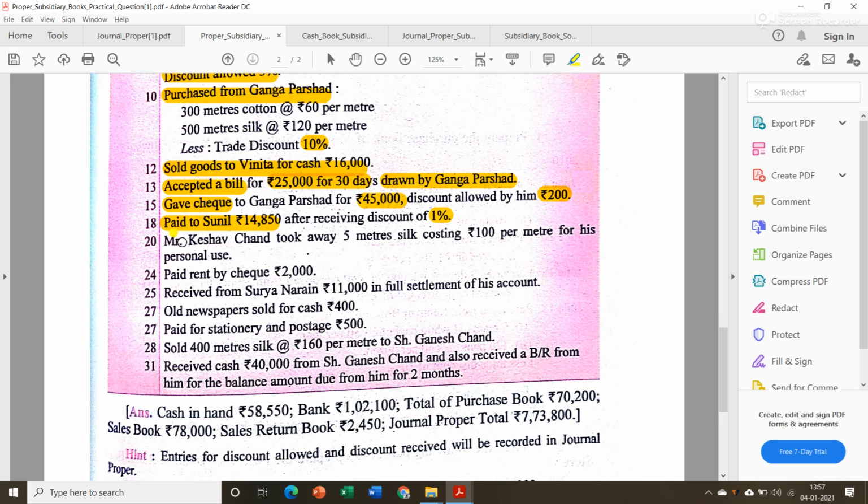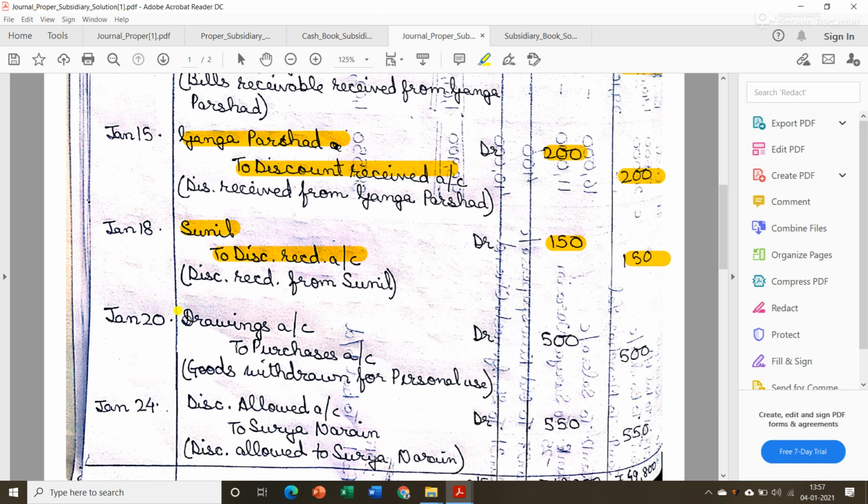Then next, on January 20, Mr. Keshav Chand took away 5 meters of silk costing 100 per meter for his personal use. Now he withdrew goods. Okay, we cannot note it down in our cash book, we have to pass a journal entry for that. So we'll write drawings account debit to purchases. Since he withdrew goods and not money, we will write to purchases account rupees 500.